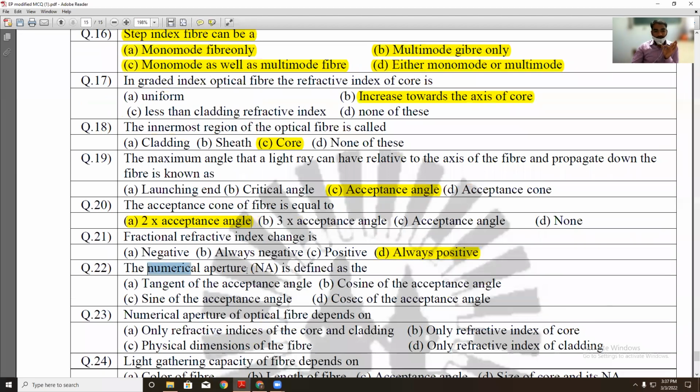Okay, the numerical aperture is defined as tangent of the acceptance angle, cosine of the acceptance angle, sine of the acceptance angle. C is the correct option. C. Sine of the acceptance angle.